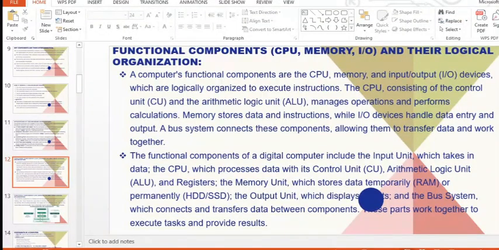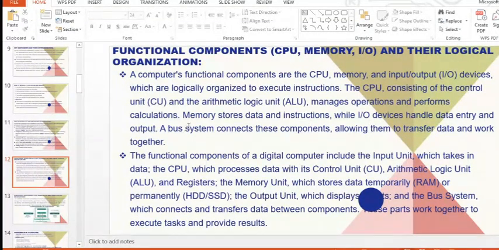What is this about? The functional components of the CPU, memory, input and output devices, and their logical organizations. So here, the functional components are the CPU, the memory, and also the input and output devices, which are logically organized to execute instructions. The CPU consists of the control unit, the CU, and the arithmetic logic unit, which is able to manage the operations and also perform calculations.